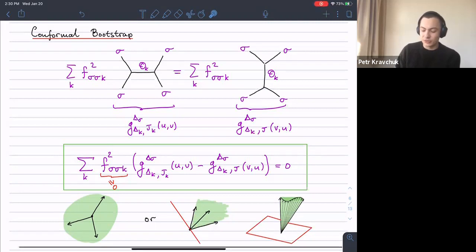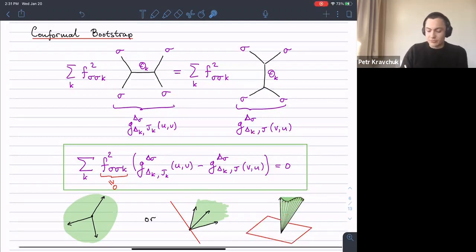And to be a bit more specific, what one can do is assume some value of delta sigma, and then assume some allowed range for delta k's and j's. You don't have to specify all the delta k's. You can also just say that delta k can be anywhere in the range from 0 to infinity, for example, and this will give you some continuous families of vectors that you have to take linear combinations of. And then you can try to prove that these continuous families are on one side of a hyperplane, and therefore the equation cannot be solved.